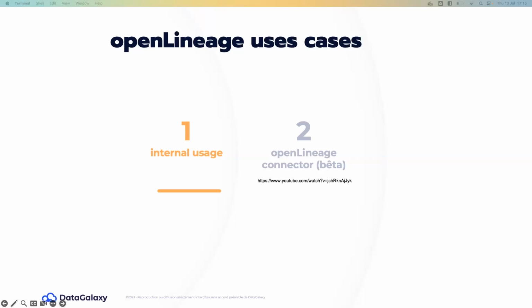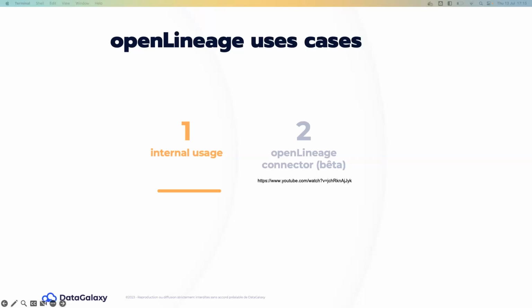So we have two use cases through OpenLineage. The first one is our internal use case. That's what I'm going to show you today and share with you how we are using OpenLineage internally. And the other one is our OpenLineage connector.